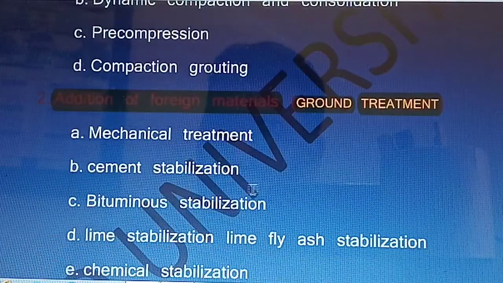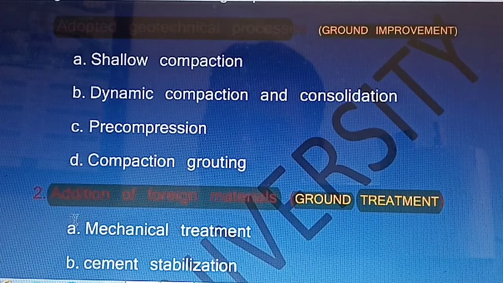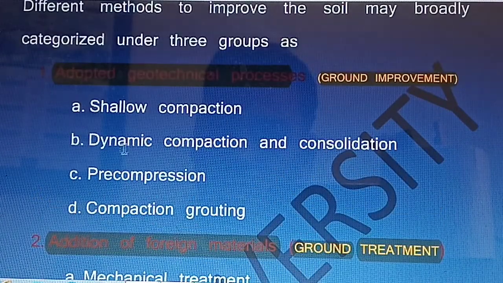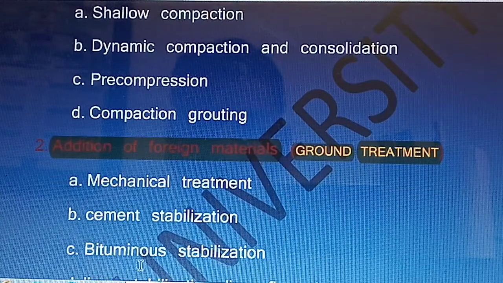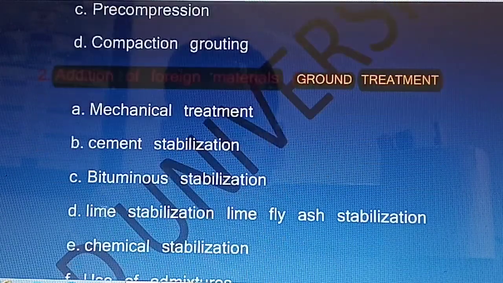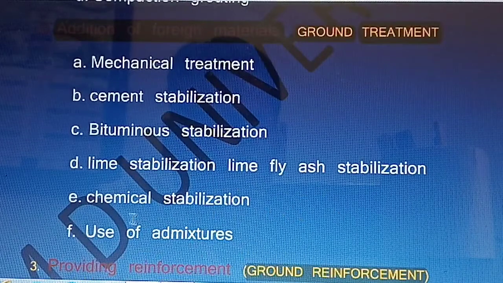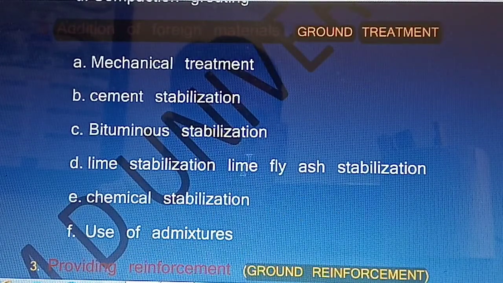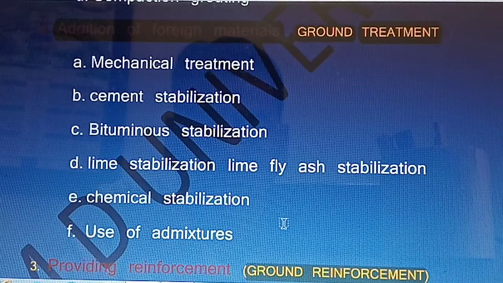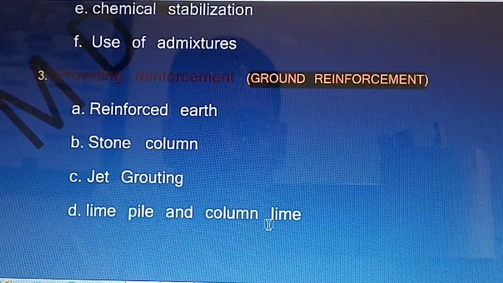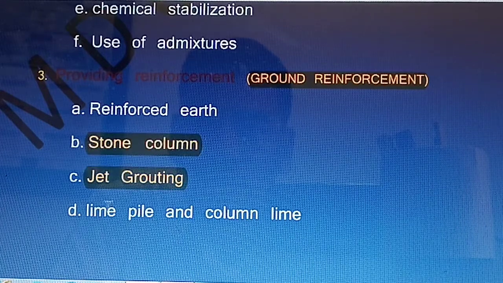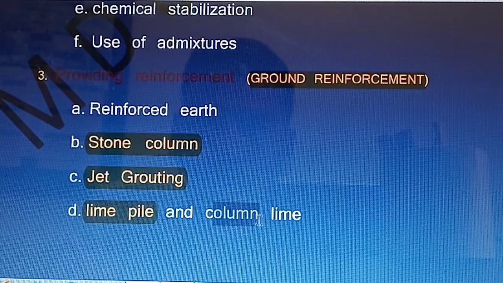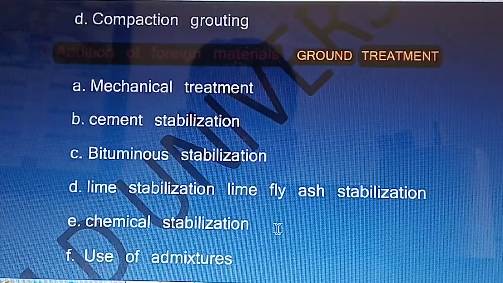ground reinforcement. And further, these may be grouped as shallow compaction, dynamic compaction, pre-compression, compaction grouting under the category of ground improvement. Then mechanical stabilization, cement stabilization, bituminous stabilization, lime stabilization, chemical stabilization, and use of admixtures under the category of ground treatment. For ground reinforcement, the different methods are reinforced earth, stone column, jet grouting, lime pile, and column lime.